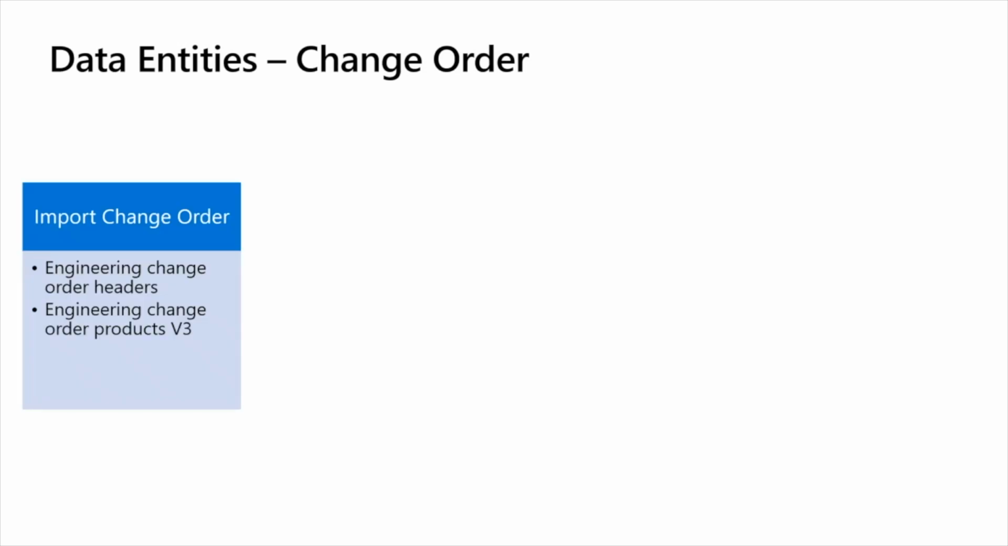There are also out-of-the-box data entities for change order. These entities can be utilized if there is an integration with other product management systems and you would like to track and record changes within Dynamics 365 SCM for engineering products. In that scenario, you can use change order and other related entities for change orders. To import a change order, there are two entities, engineering change order header and engineering change order products v3. The engineering change order product v3 entity will be able to identify the product impact, if it is a new product from an existing product, or a new variant or a new version.